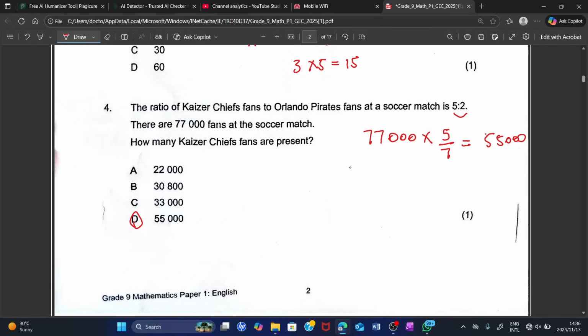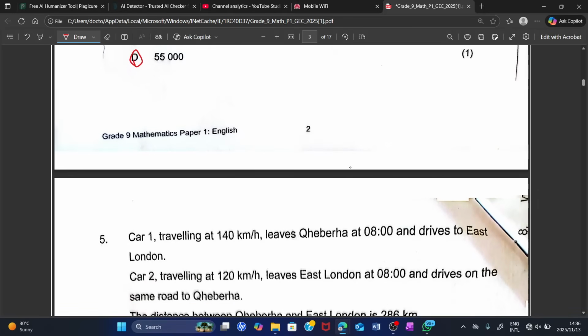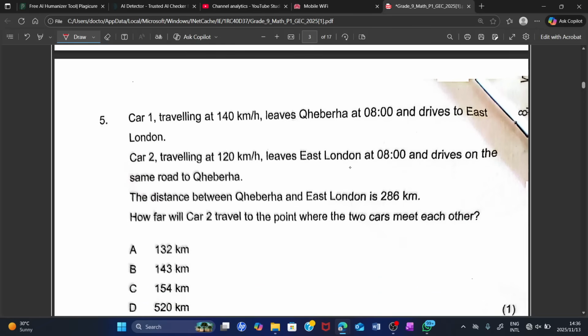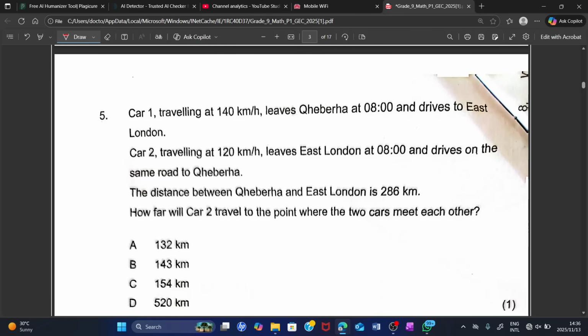Now let's continue to the next question, question 5. This was looking so tricky, but you are going to win. I know we are going to win. We're going to win on this one. So what is the question all about? What does it say? Let's check.